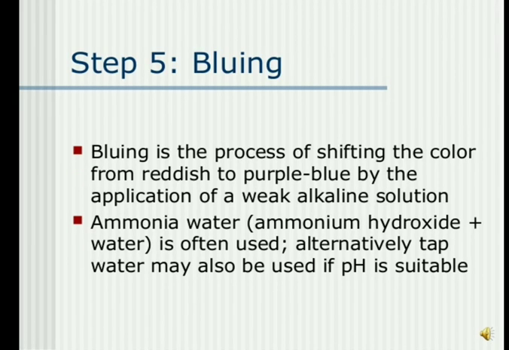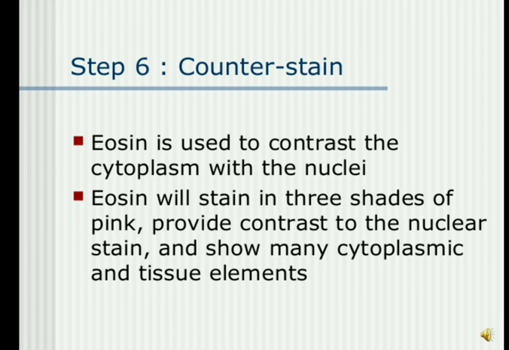Fifth step is bluing. Bluing is the process of shifting the color from reddish to purple-blue by application of a weak alkaline solution. As I said earlier, alkaline solutions like ammonia water or lithium bicarbonate. Counter stain by using eosin. Eosin will stain in three shades of pink and red, provide contrast to the nuclear stain, and show many cytoplasmic and tissue elements.